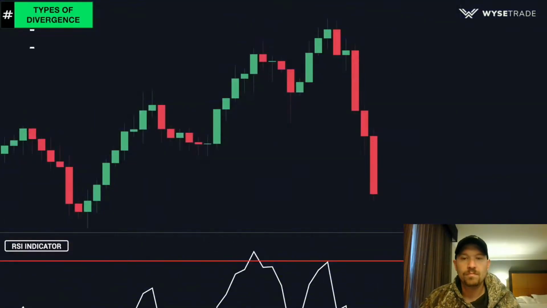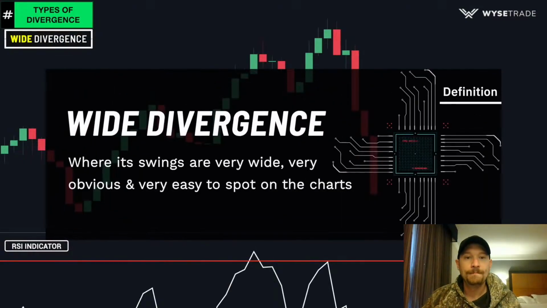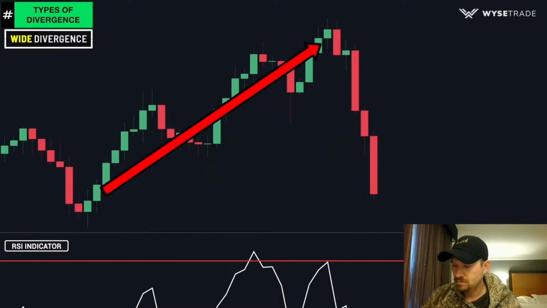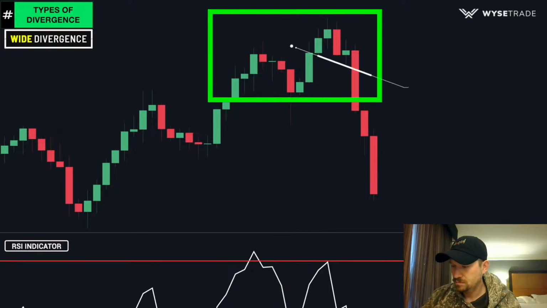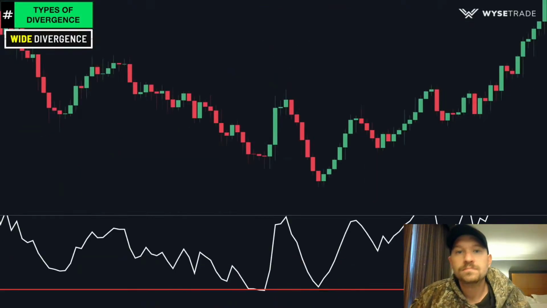So let's go through the first type, which is wide divergence. Wide divergence is exactly what the name states it is. It is divergence where its swings are very wide and very obvious to spot on the charts. Here is an uptrend. We had our divergence, which then triggered a reversal. Notice how wide these swings are, hence the name wide divergence.